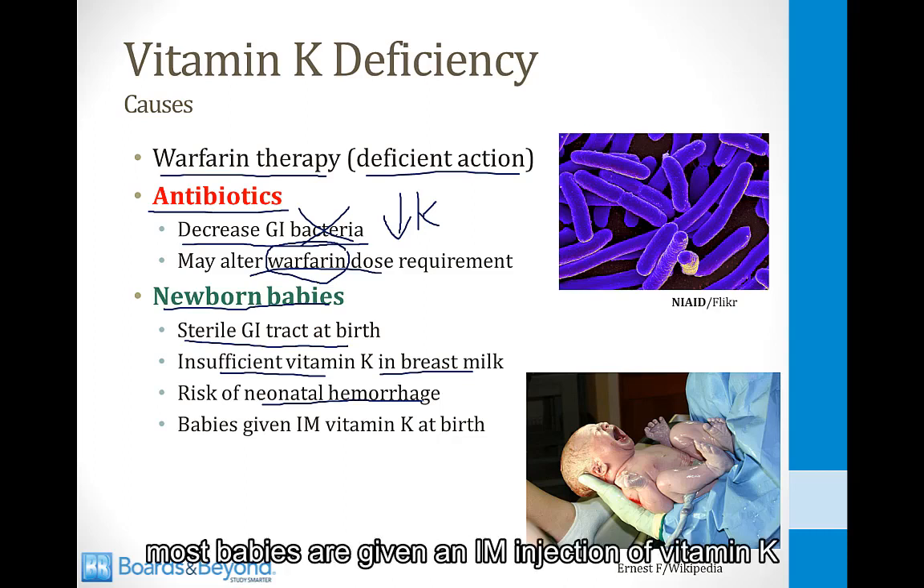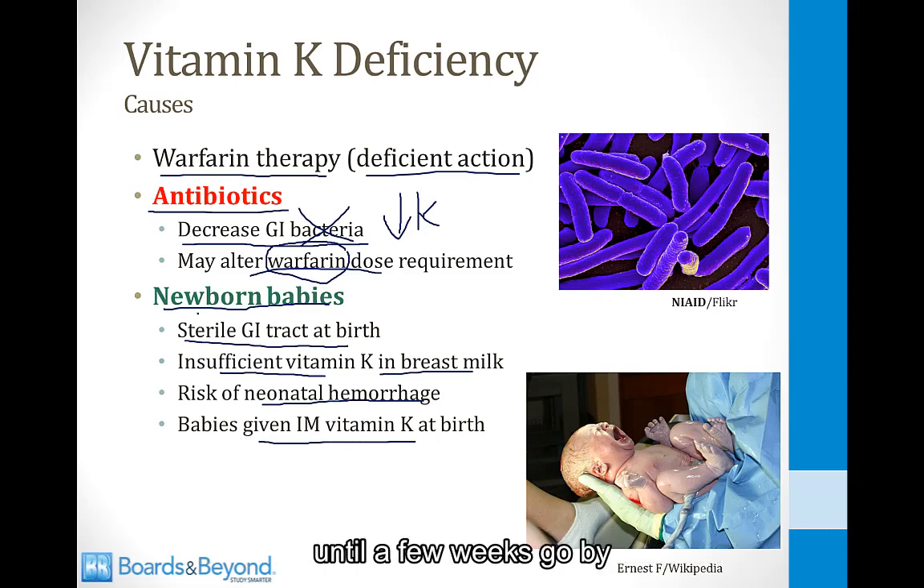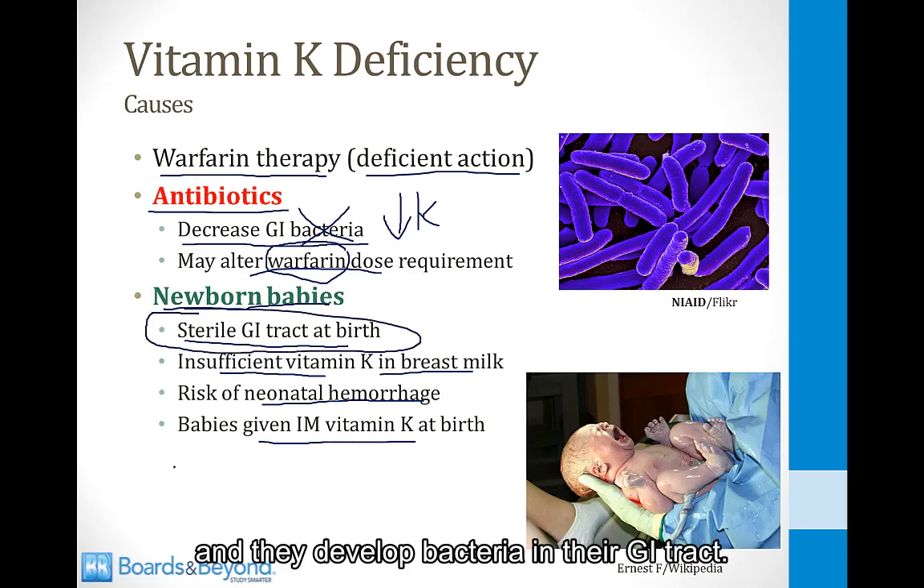And for this reason, most babies are given an IM injection of vitamin K at birth to make sure that they don't develop any bleeding complications until a few weeks go by and they develop bacteria in their GI tract.